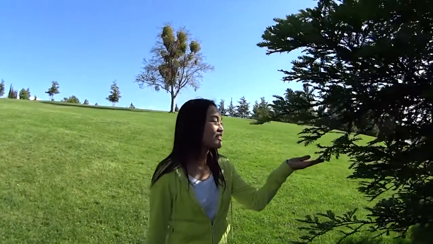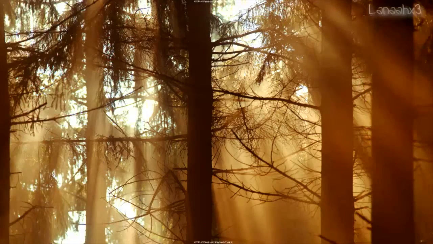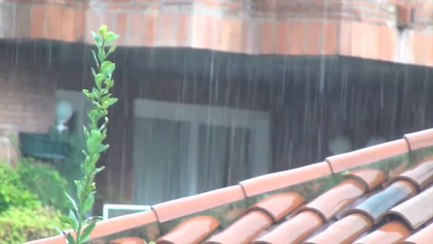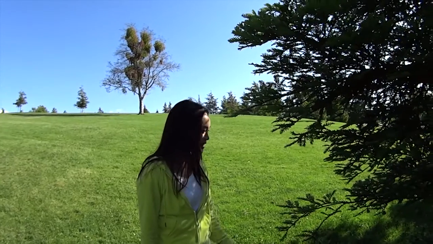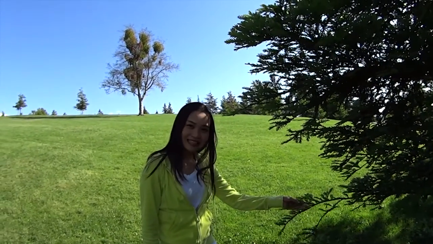So all you need is just the sunlight, the carbon dioxide, and the water? That's all you need? Really? That's all they need?